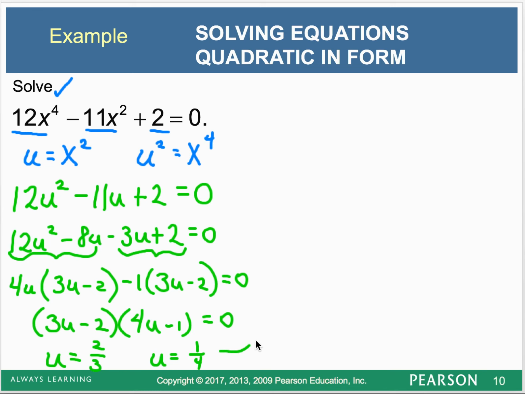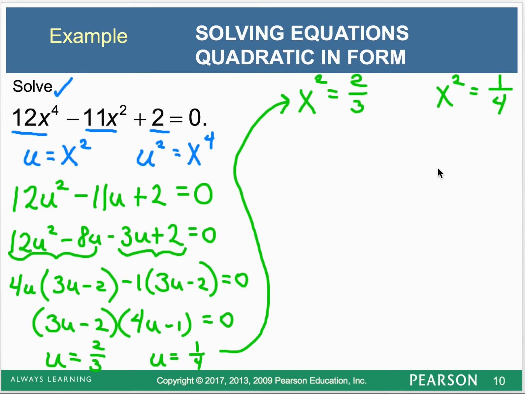But I don't care what u is, right? The question's asking about x. So I've got to go back and replace u with x squared because that's what our original replacement was. So instead of u is 2/3, x squared is 2/3. Or instead of u is 1/4, x squared is 1/4. Okay, now I don't care what x squared is either, just like I didn't care what u was. So I've got to solve these, but it's easy to do the square root method.